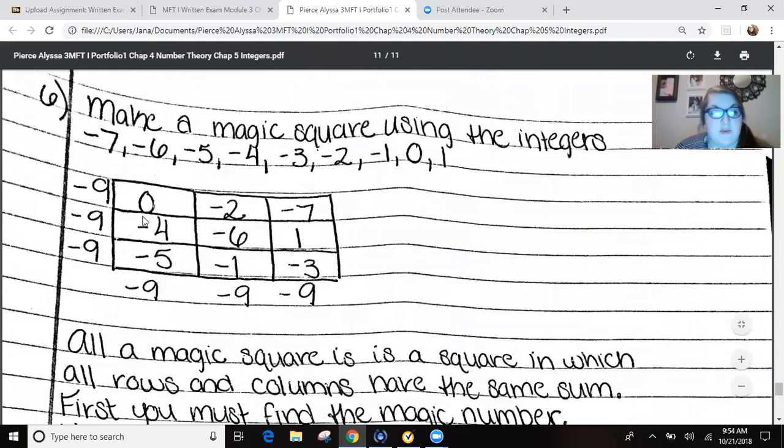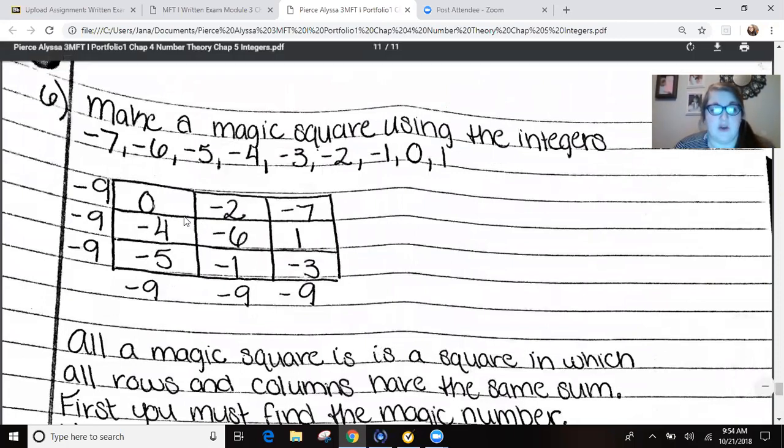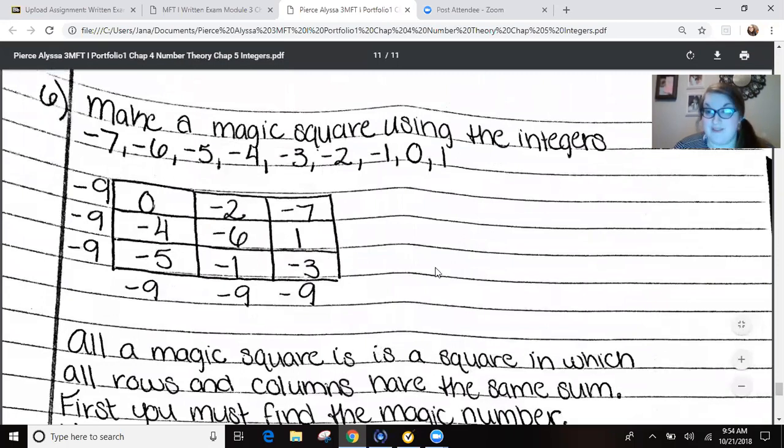So we'll see that we had to place 0 here, negative 2, negative 7, negative 4, negative 6, 1, negative 5, negative 1, negative 3. Now we were given 0 and 1 and they're given spots, and then we had to find everything else to give us negative 9. So all of those across and down equal negative 9.